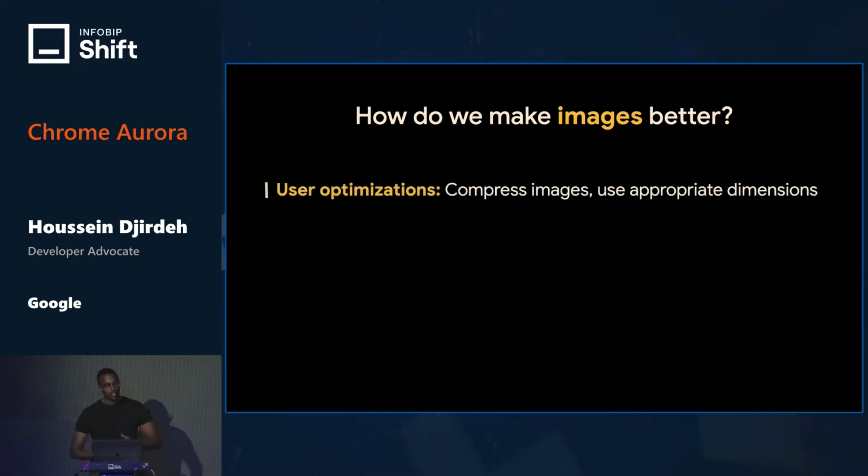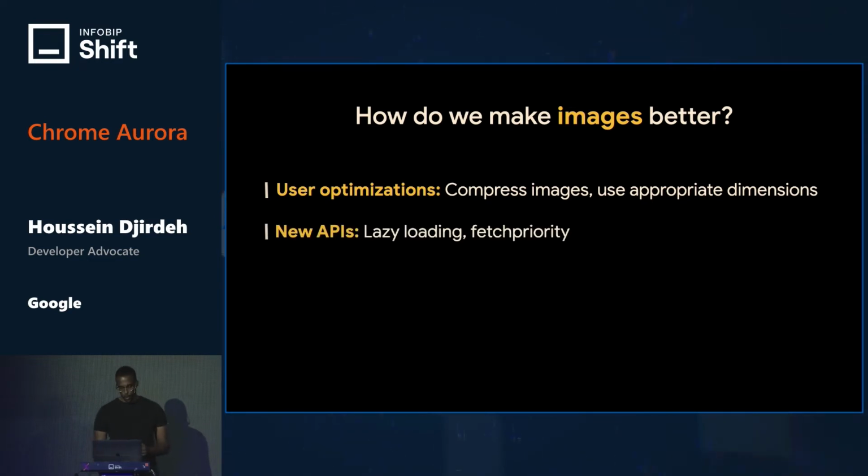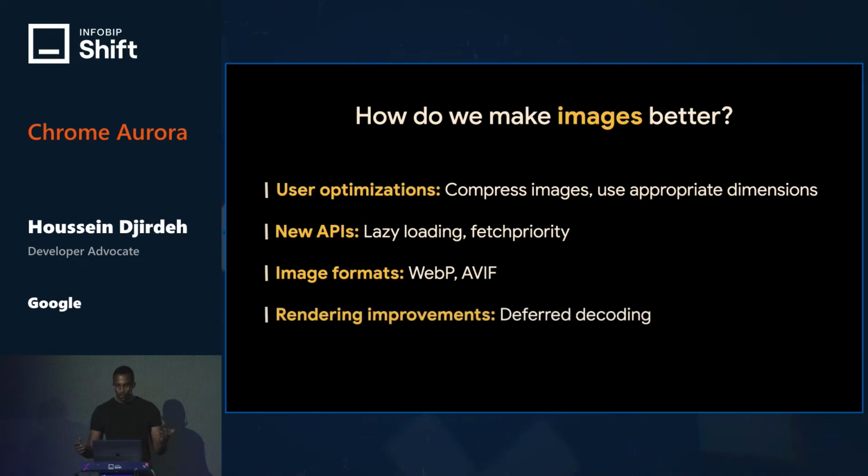For one, we can continue advocating how important it is for developers to include optimizations themselves, like compressing their images and using appropriate dimensions. We can and have worked on shipping new APIs to improve image loading, like the loading attributes and fetch priority. We've even introduced newer modern image formats like WebP and AVIF that improve compression ratios significantly while still maintaining an appropriate level of quality. And of course, the browser renderer has been improved to better decode images off of the main thread when possible.